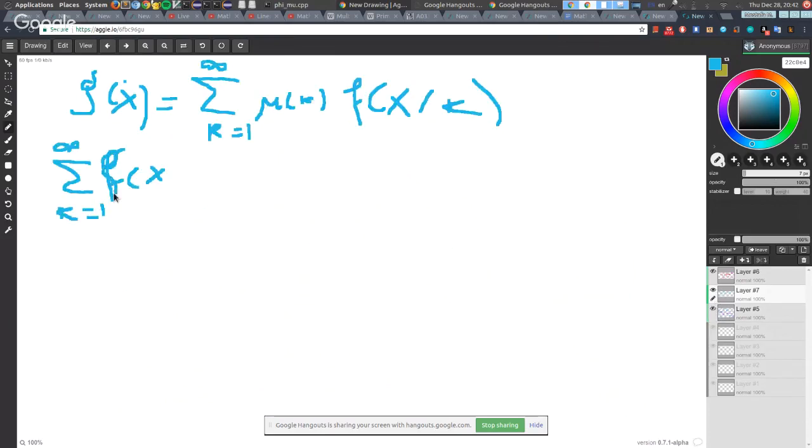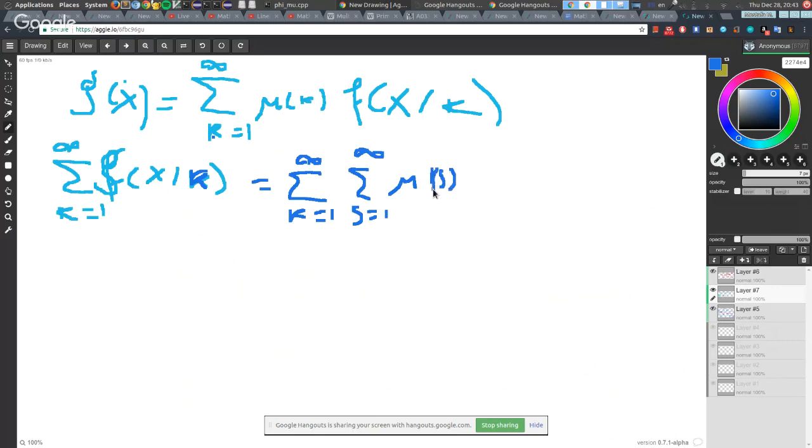We want the summation of all g of x over k. Let's keep it k. Here we use the substitution of this. So basically we have k from 1 to infinity, and I'll rename this to s, so s from 1 to infinity, of mu of s times f of x over ks.